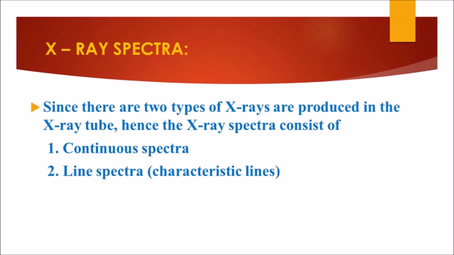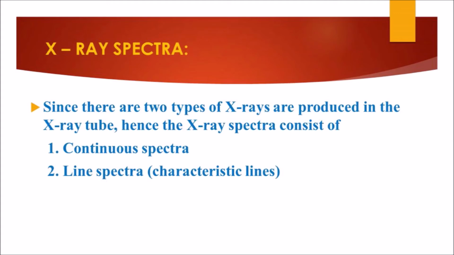The next one is X-ray spectra. We know that X-rays are produced when fast-moving electrons strike the metal target. The intensity of the X-rays when plotted against wavelength gives a curve called the X-ray spectrum.